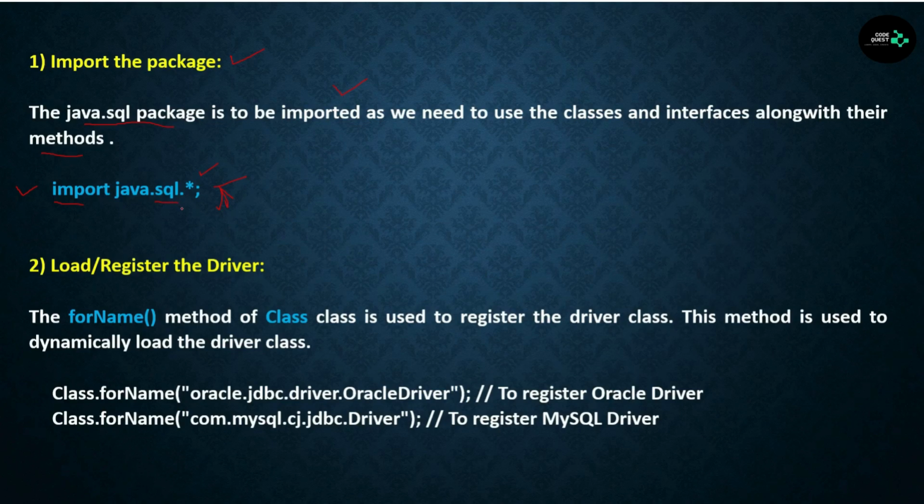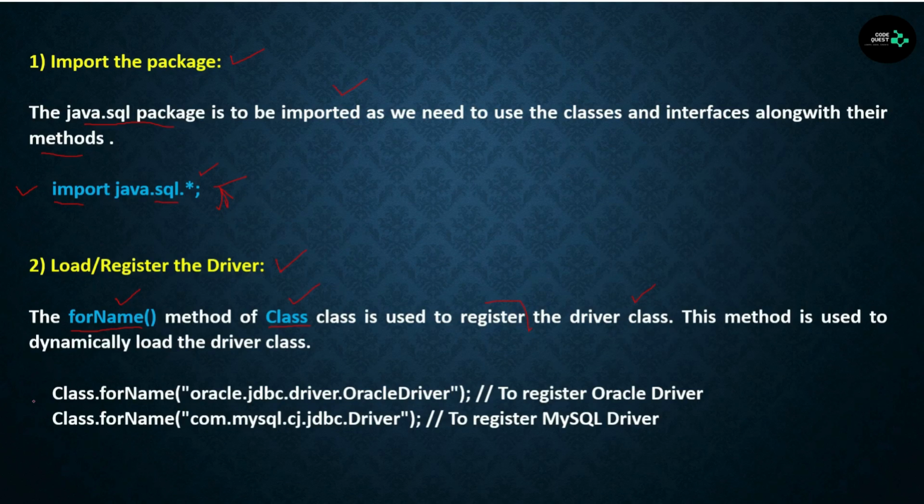Once the package is imported, the second step is to load or register the driver. To do this, we will be invoking a method. The name of the method is forName, and it belongs to a class called Class. You can see C is in capital. This is a predefined class in Java. This forName method, which is actually a static method of this class, we will be invoking so that I can register the driver here.